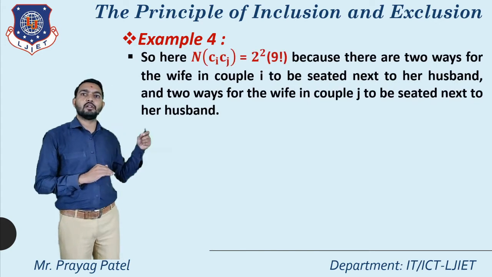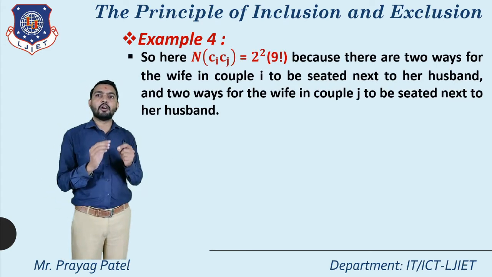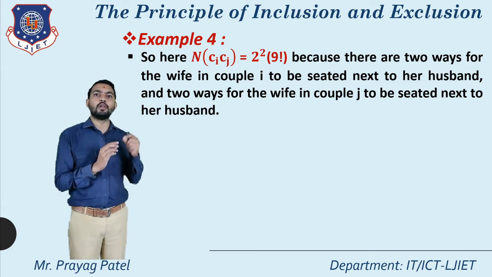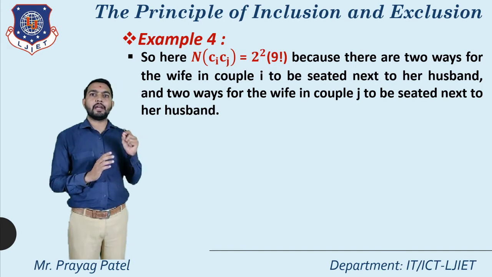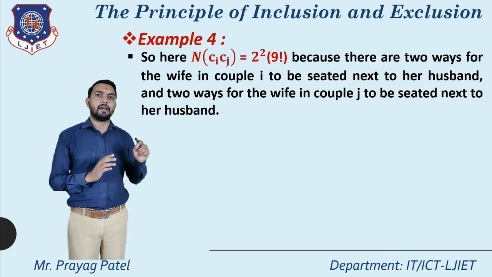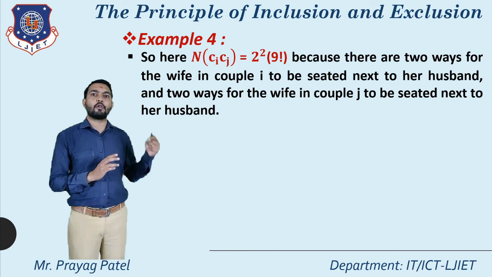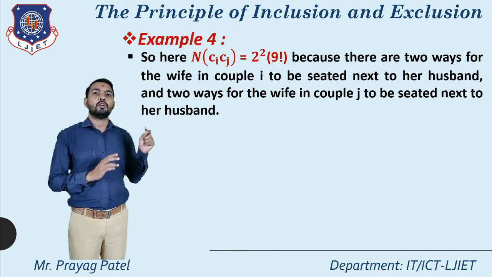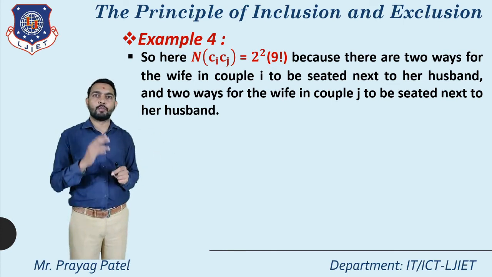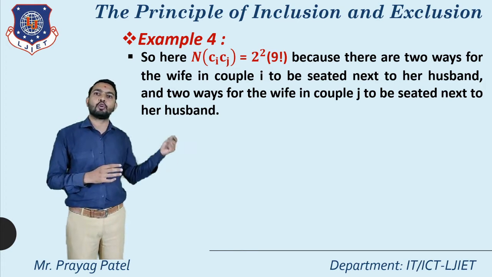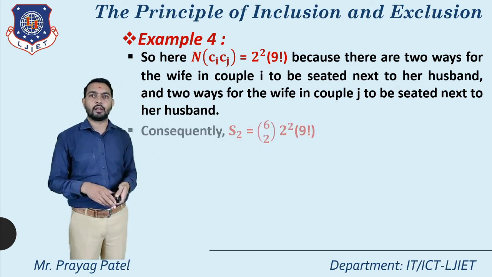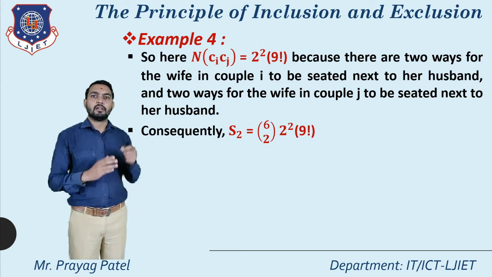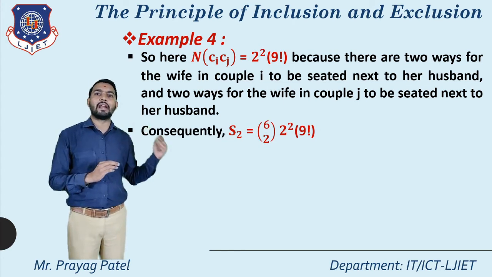Now for the two couples we can say that n(Ci ∩ Cj) equal to 2 raised to 2 into 9 factorial, because there are two ways for the wife in couple i to be seated next to her husband, and two ways for the wife in couple j to be seated next to her husband. So because we have two couples, and for both couples the wife is arranged on the left side or right side, 2 raised to 2 means total 4 options are possible, into 9 factorial. So S2 is 6C2 into 2 raised to 2 into 9 factorial.